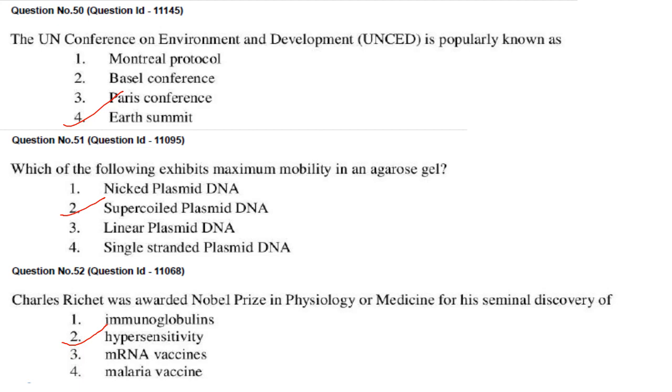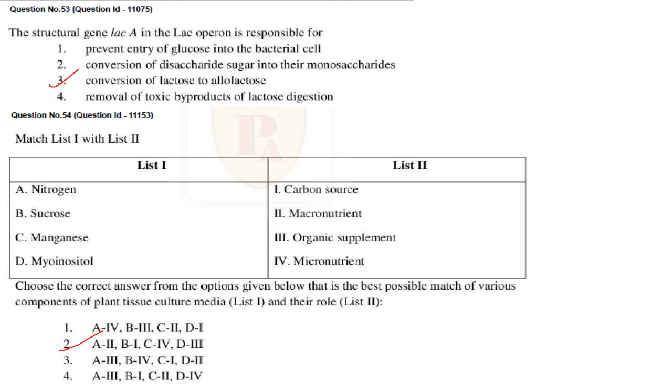The next one. Charles Richet was awarded Nobel Prize in Physiology or Medicine for his seminal discovery of hypersensitivity. Answer is option 2. Then next one. The structural gene lacA in the lac operon is responsible for. So lacA codes for transacetylase. So the answer here is option 3.